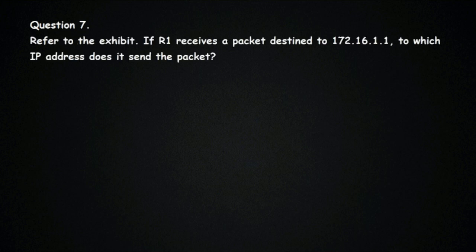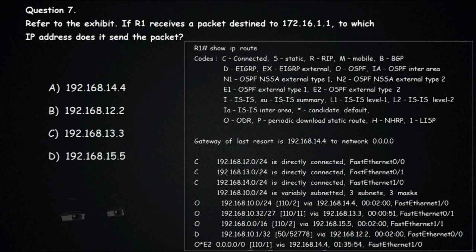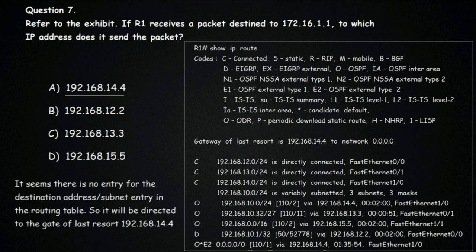Question 7. Refer to the exhibit. If R1 receives a packet destined to 172.16.1.1, to which IP address does it send the packet? Options. Answer is A. It seems there is no entry for the destination address and subnet entry in the routing table, so it will be directed to the gateway of last resort.